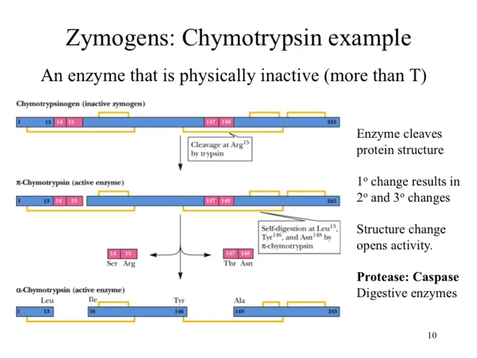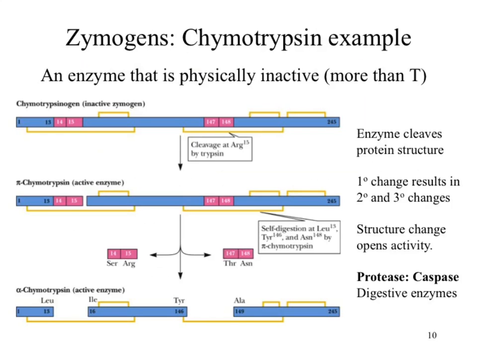This active enzyme can now catalyze a self-digestion at another position. Where we end up cleaving out these two other pieces. So we break the connection between amino acid 13 and 14, and we break the connection between 146, 147, and 148 and 149. So those pieces are now no longer covalently bound, which means they fall out of the structure.